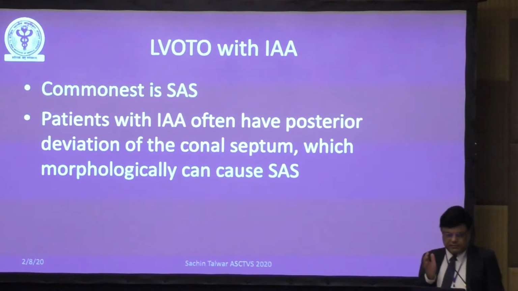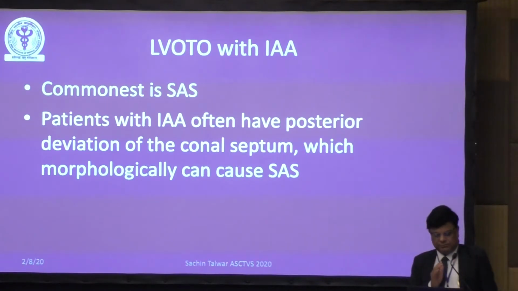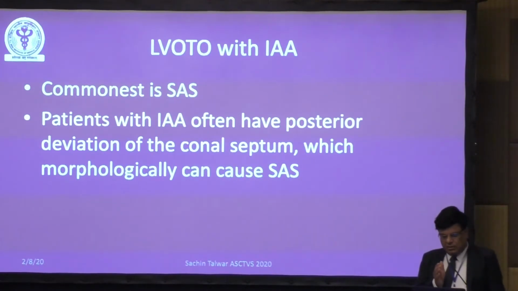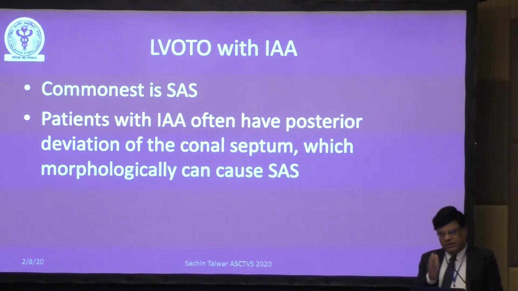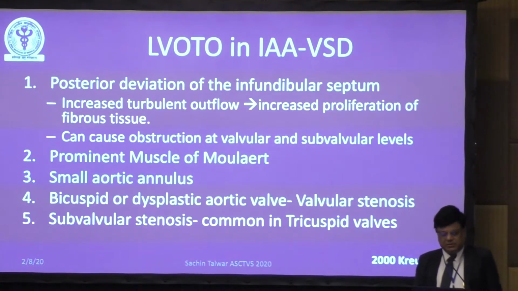One of the reasons for that is that patients who have an interrupted arch often have posterior deviation of the conal septum, and this can morphologically cause subaortic stenosis. This has implications for the repair of these patients, because when you close the VSD, it is not only the size of the patch but also the orientation of the patch. It is important to relieve the subaortic obstruction.